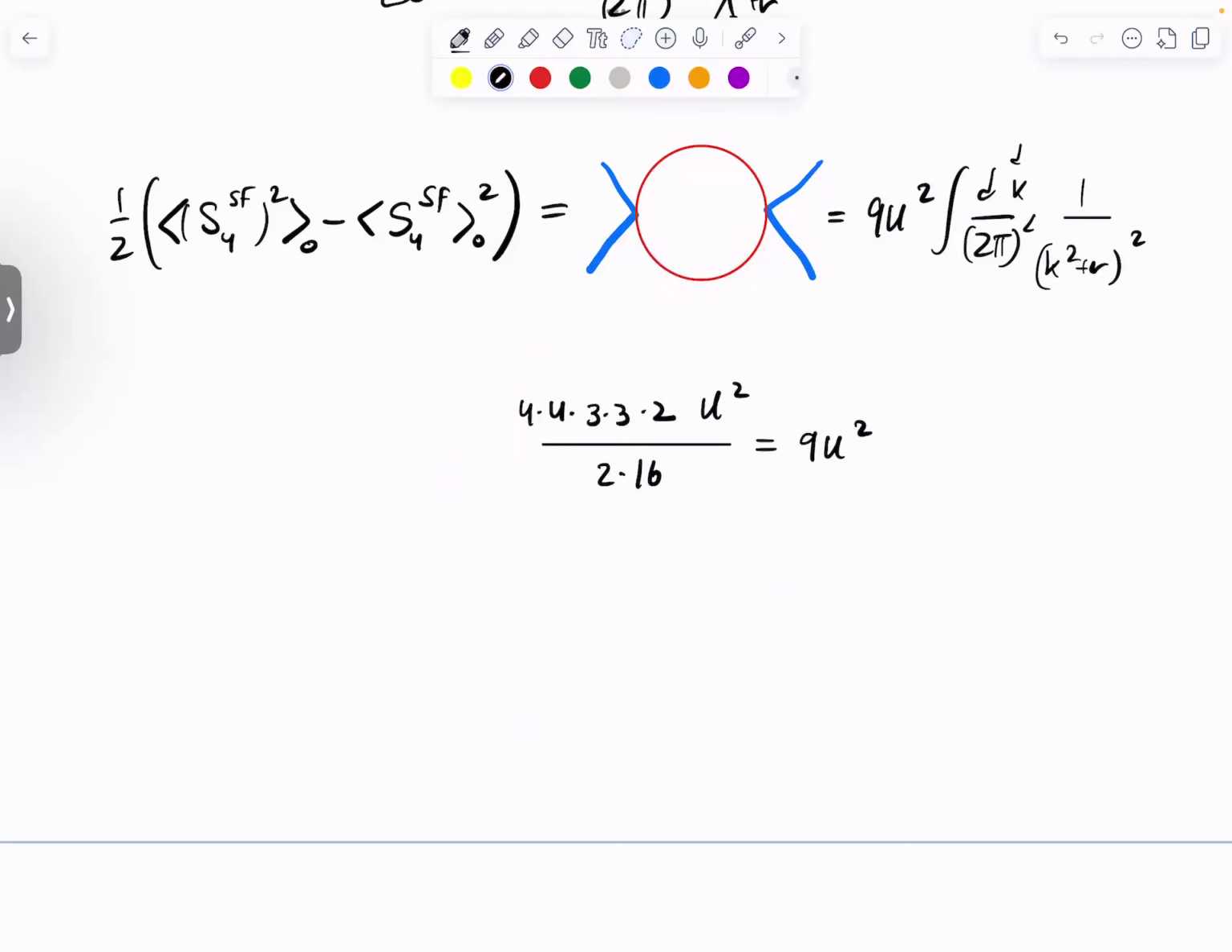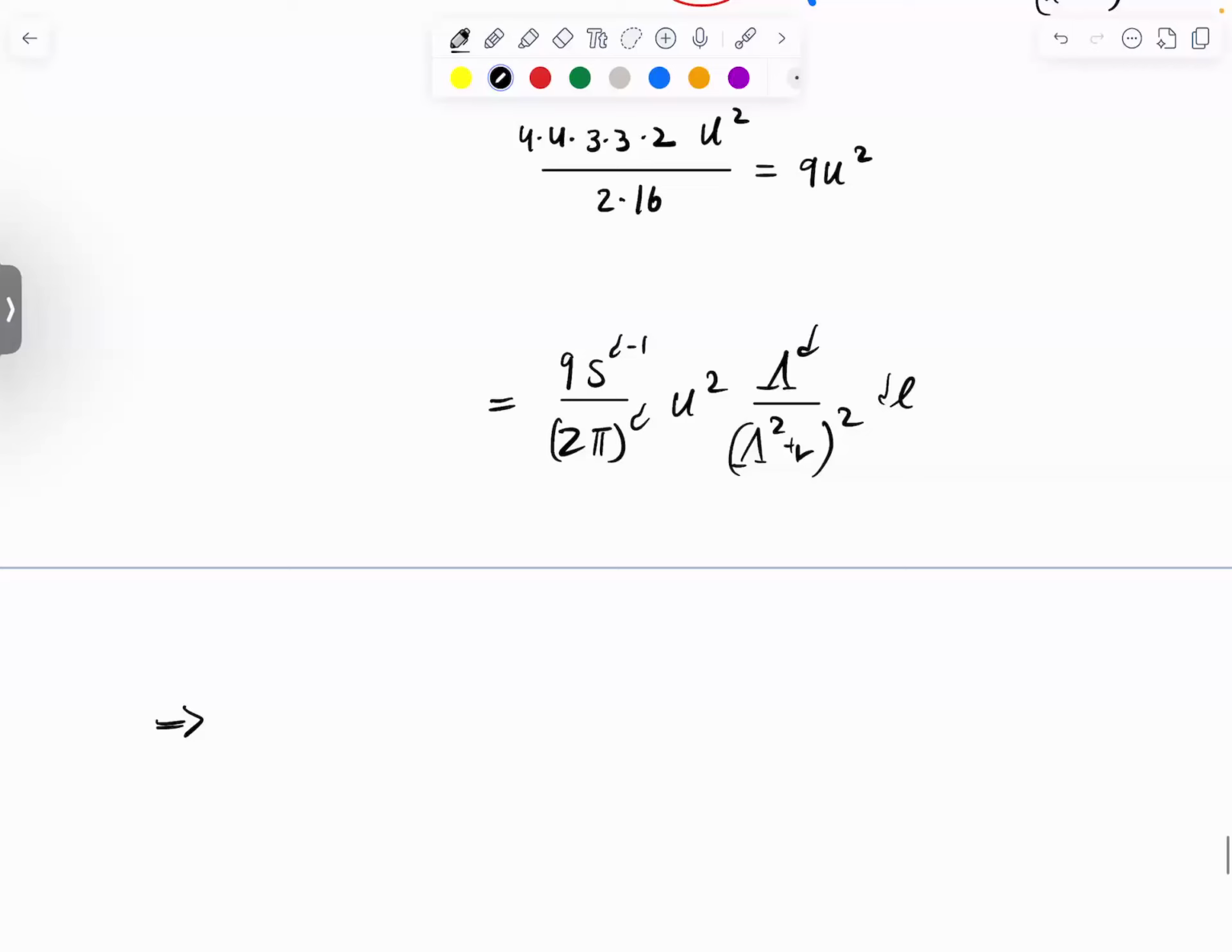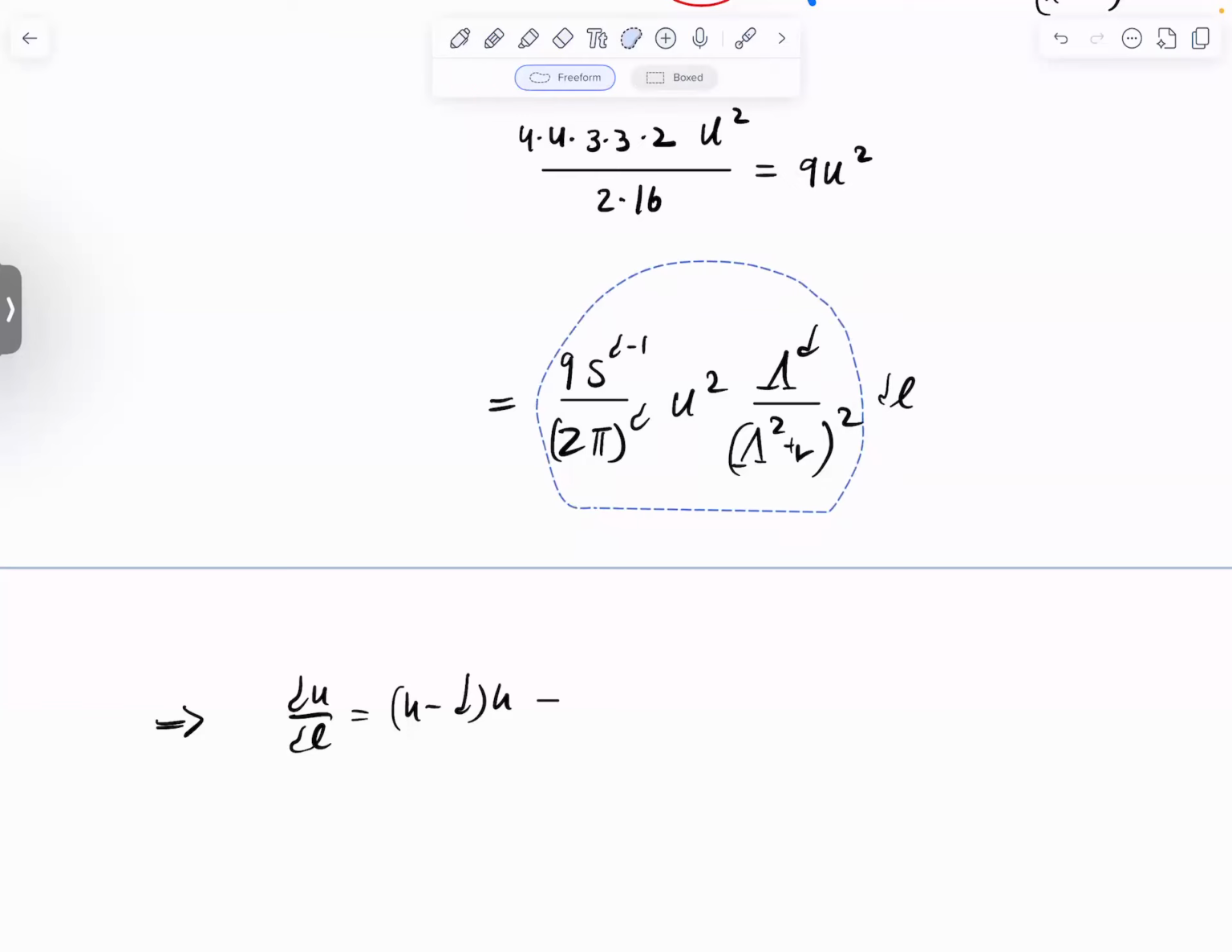And then let me just write the expression. So what we get in this case is 9st minus 1 divided by 2 pi to the d u squared lambda to the d divided by lambda squared plus r squared dl. And this implies that our equation for du dl is now 4 minus d times u minus this mess here.